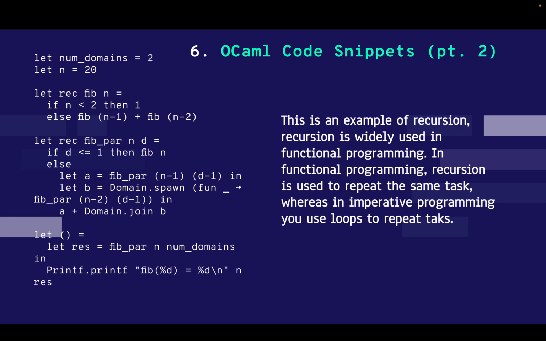This code will tell you that the 20th number in the Fibonacci sequence will be 10,946. The good thing about this parallel code is that you are able to make this faster since you have the same code running twice on different instances. And that's a very important thing about functional programming.